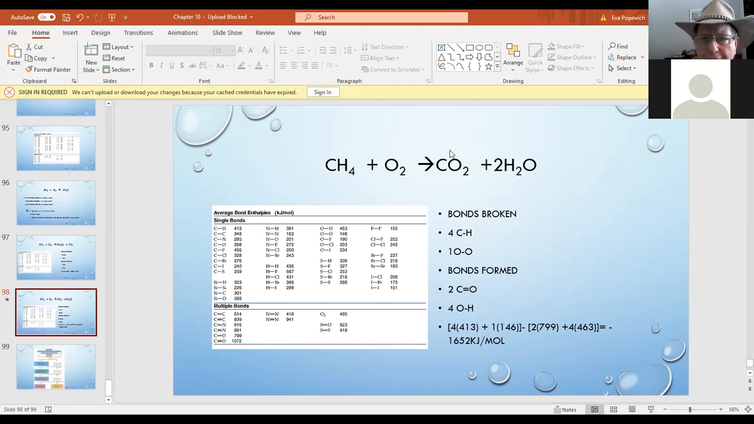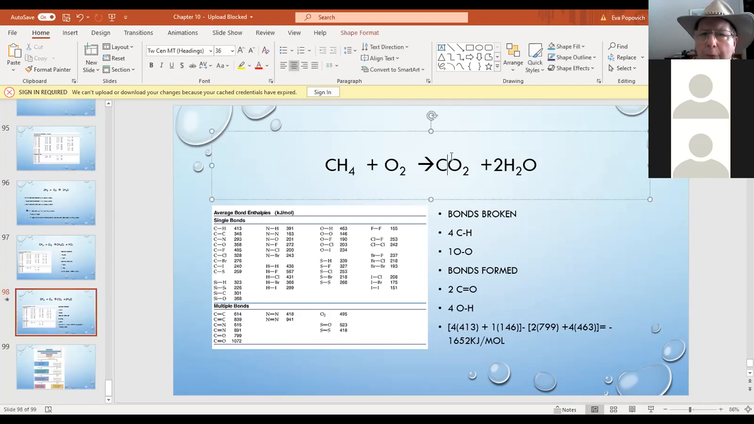To go from this to this, what bonds had to be broken? The H. How many of them? All four of them. So I'm breaking four CH bonds here. What am I breaking here? An OO bond. All right. Remember, is that Ian that said none? No, that was me. I'm sorry, Gabe.